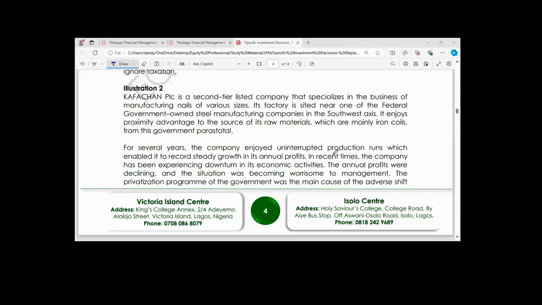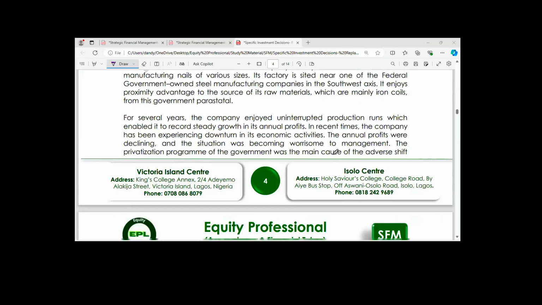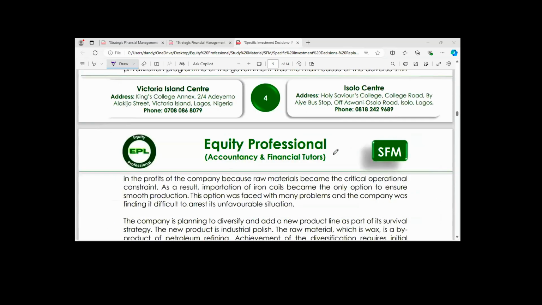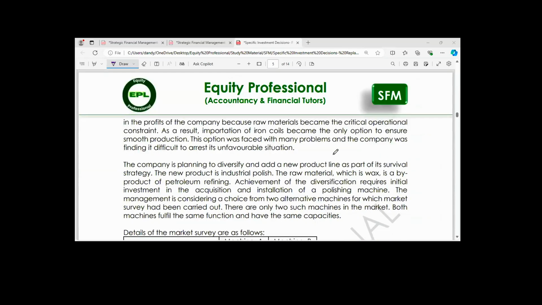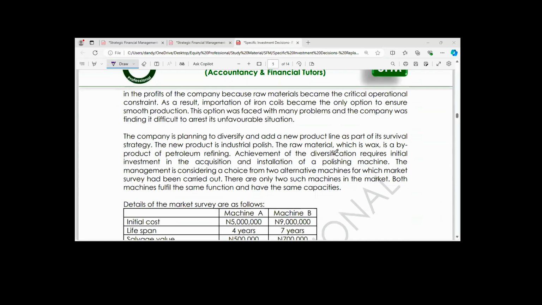In recent times, the company has been experiencing downturn in its economic activities. The annual profits were declining, and the situation was becoming worrisome to management. The privatization program of the government was the main cause of the adverse shift in the profits of the company because raw materials became the critical operational constraint. As a result, importation of iron coils became the only option to ensure smooth production. This option was faced with many problems, and the company was finding it difficult to arrest its unfavorable situation.